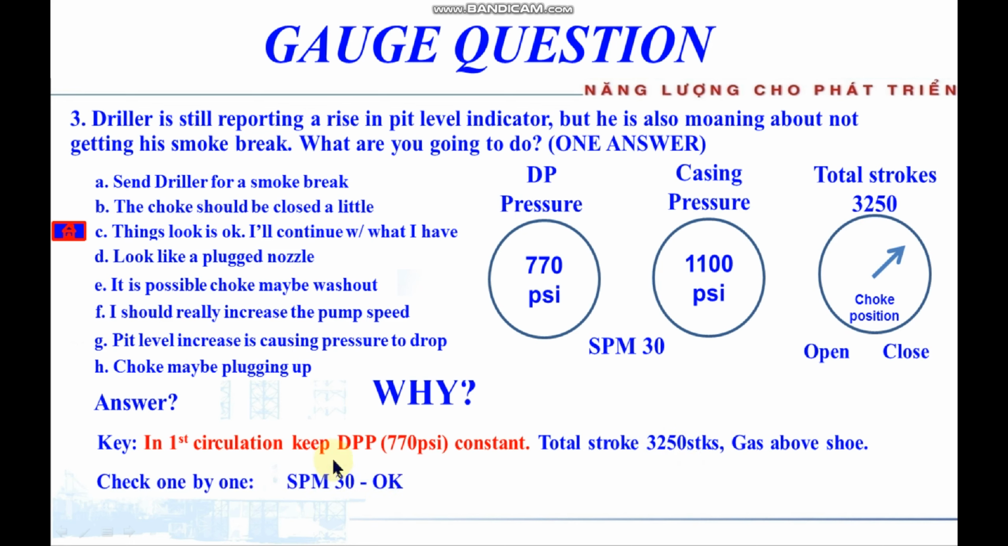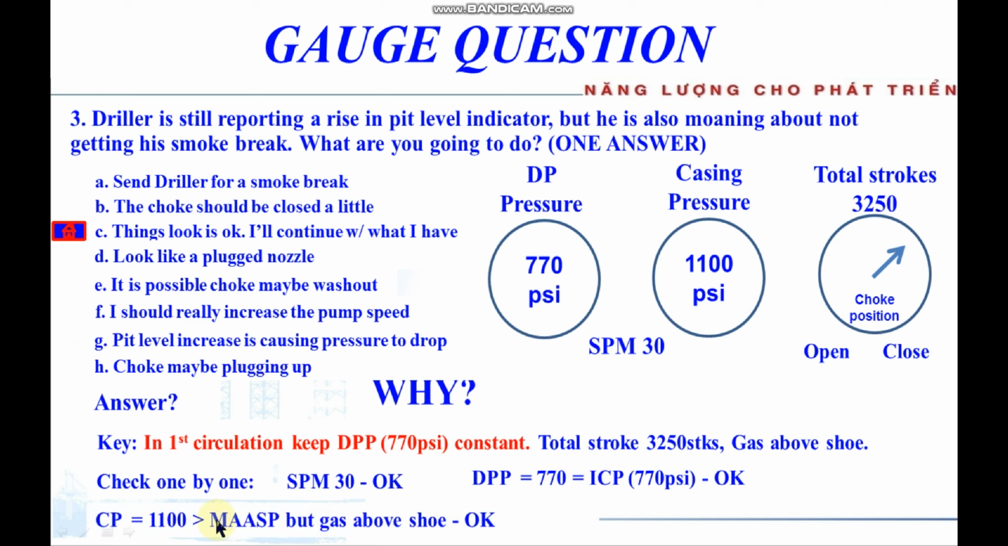Check one by one. Choke probably 30 is okay. Drill pipe pressure 770, okay, keep constant. Casing pressure 1100, more than before, but that had been expected. That's okay.